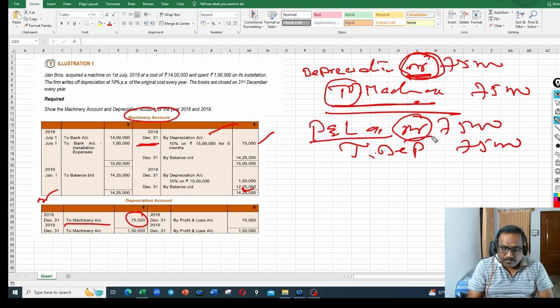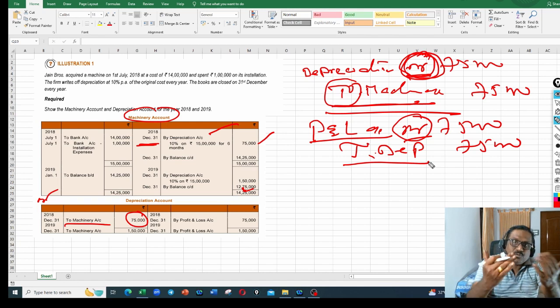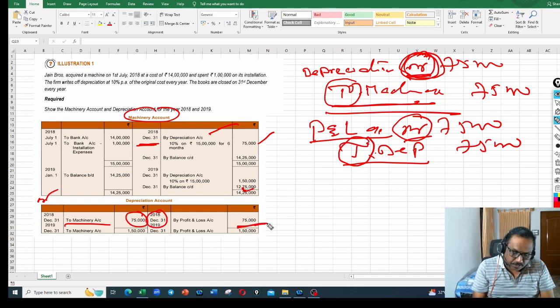P&L account debited 75,000. Already depreciation was debited. Now I am crediting because I am transferring that. So P&L account debit to depreciation account 75,000. That's all the entry. So let us understand how we put it. Depreciation account credited. So on the credit side, on 31st December 2018, by P&L account 75,000. So with that 75,000, at year end we closed our depreciation account.